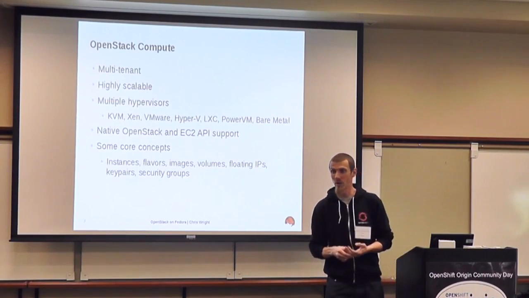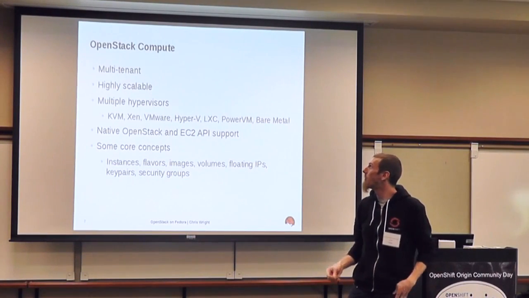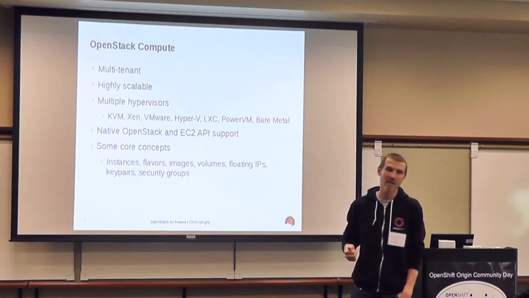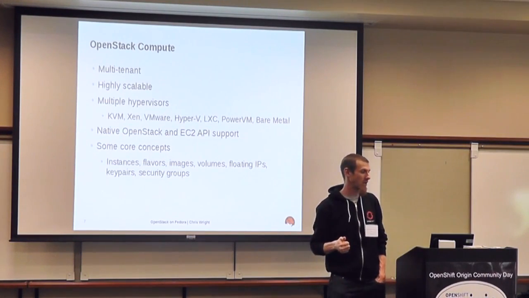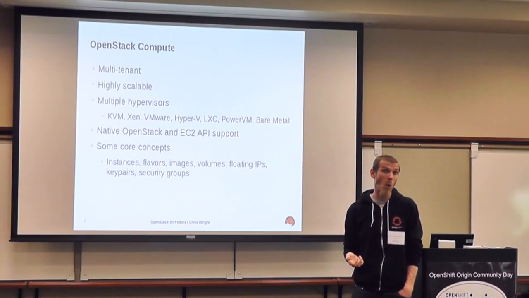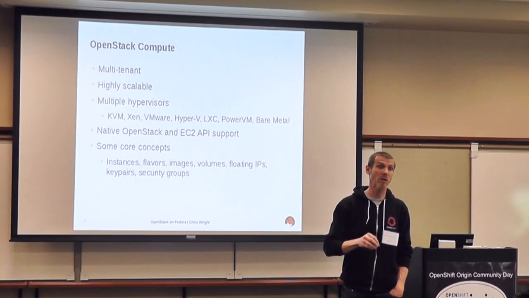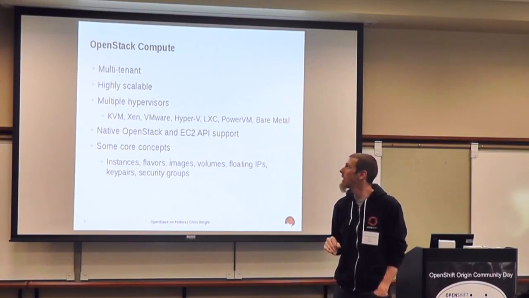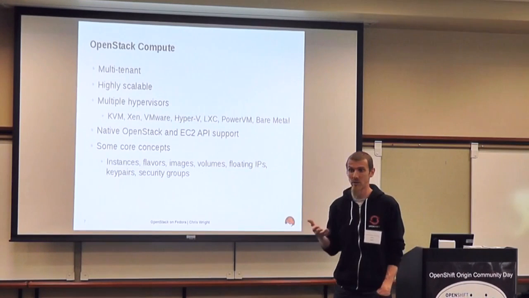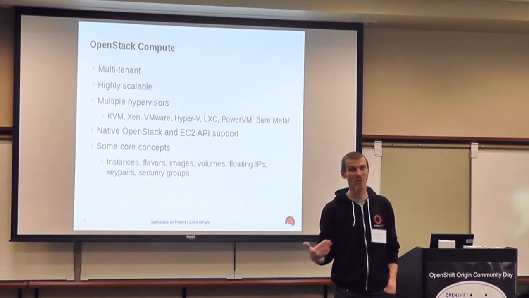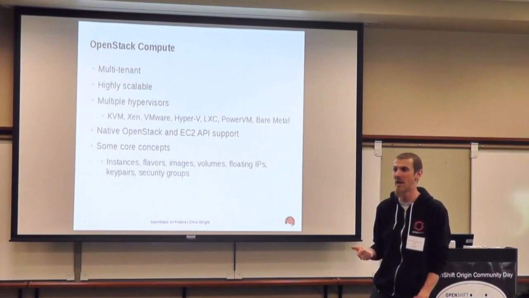OpenStack Compute, also known as Nova. The list here is sort of arbitrary of the things that it can do. It's hard to do an exhaustive list of everything that Nova does. It really is sort of the core, and definitely historically, it's a big piece of what launched the OpenStack project. It's multi-tenant, so that's a pretty core piece of the puzzle here. You really couldn't be a cloud solution if you're not multi-tenant.